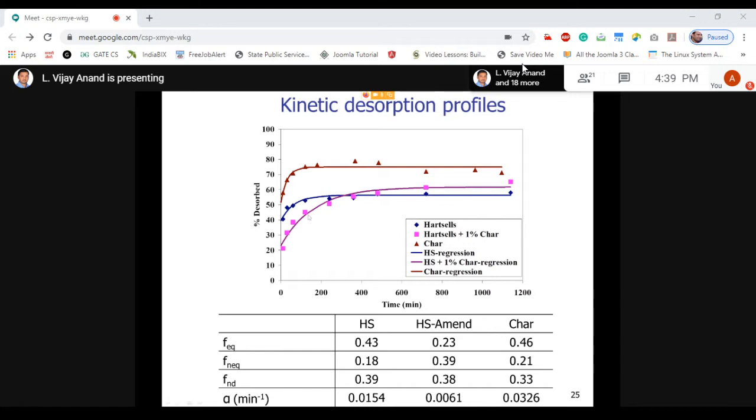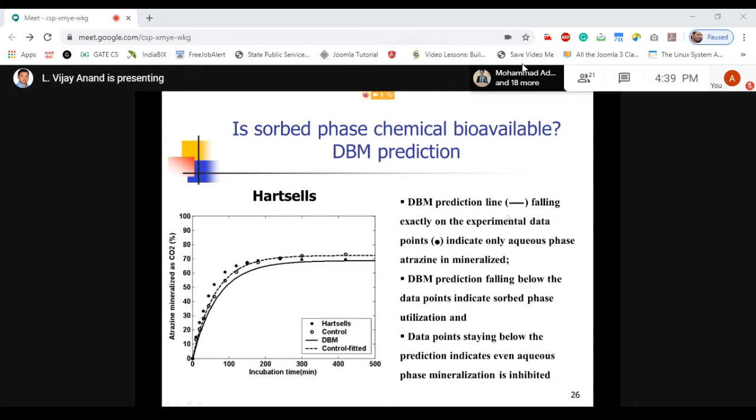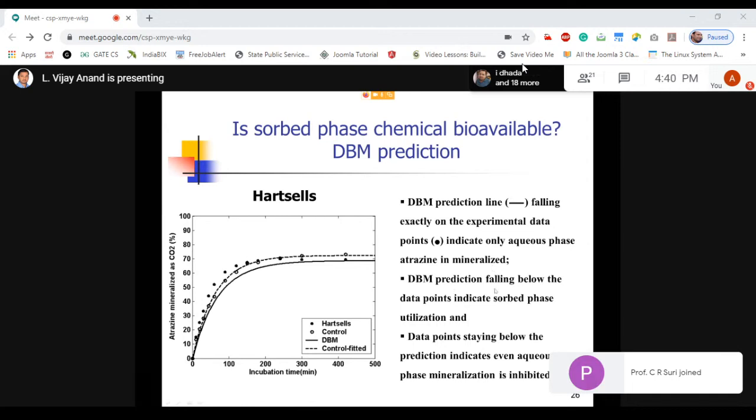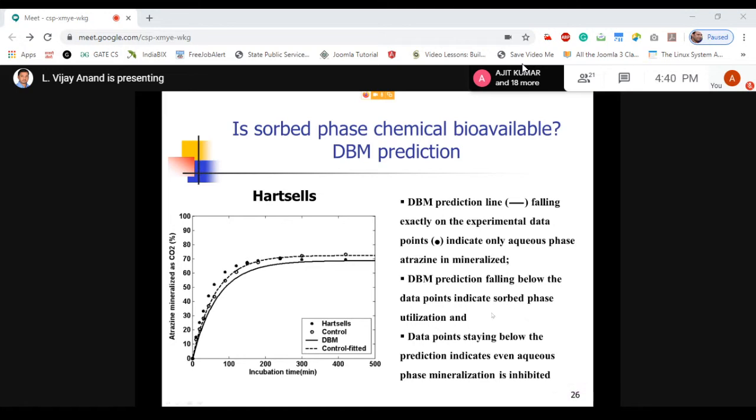So we estimated these fractions from the desorption profiles, and the kinetics of release is also obtained from these profiles. Essentially these parameters are fed into the DBM model. How to interpret this data is provided on the right. If the prediction line, the solid black line, fits the experimental data, the black circles, it says that only aqueous phase degradation is happening, only the aqueous phase is mineralized. But if the DBM prediction line falls below the data points, it indicates degradation in the adsorbed phase is also happening. Whereas if the data points are below the line, that indicates even aqueous phase degradation is limited, is inhibited.